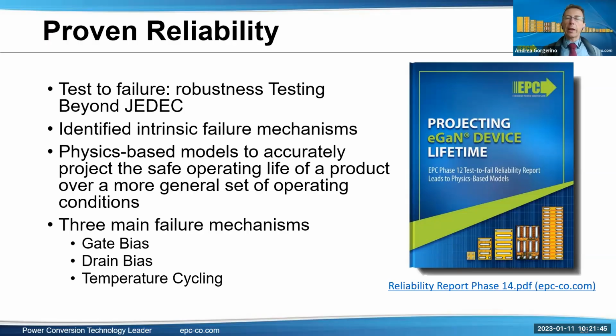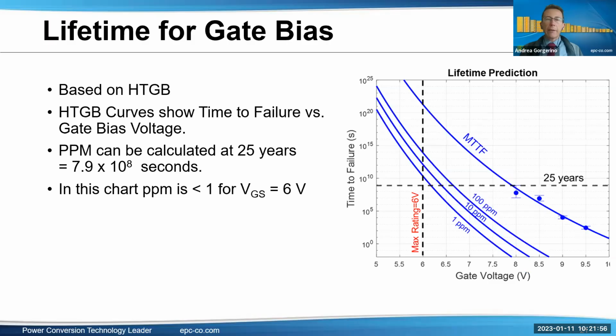And the three main failure mechanisms that we want to discuss for these applications are basically the gate bias, the drain bias, and the temperature cycle. So let's dig in a little bit. The lifetime for the gate bias is basically based on HTGB. This is a high temperature gate bias test. We're showing the curves of time to failure versus gate bias voltage here on the right-hand side.